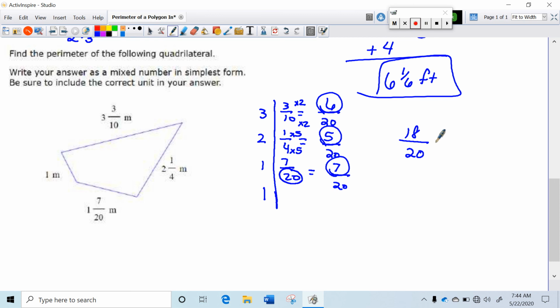They're both even numbers, so start cutting them in half. Half of 18 is 9. Half of 20 is 10. Now this is not an improper fraction, so it's good to go. So 9/10 is going to be part of the fractional part of our answer. And then for the whole number, 3 plus 2 is 5, 6, 7. So 7 9/10 meters is the answer to that one.